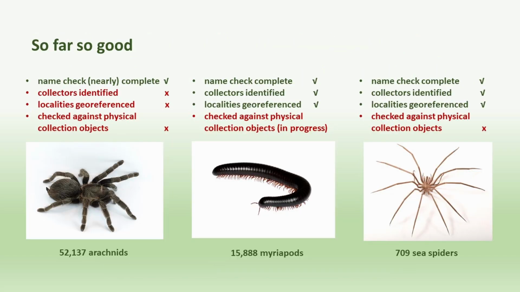So just to start to summarize, this is where we are so far. With the sea spiders and the myriapods, we pretty much have the names, the collectors, and the localities. We just need to do the final checks of what we have. With the spiders, we've done the name check. I've pretty much finished that, but we still have to do the collectors and the georeferencing. That's going to take probably the rest of my career, I guess, tracking all those 50,000 entries down. But progress is being made.